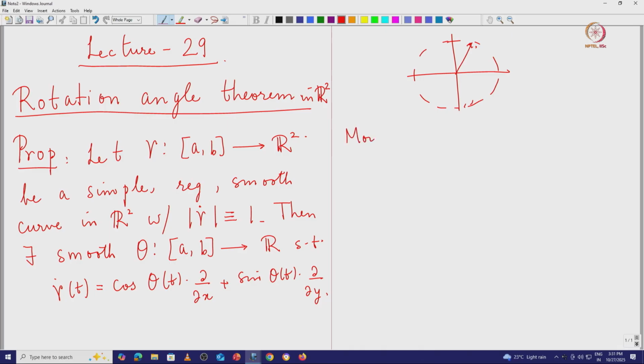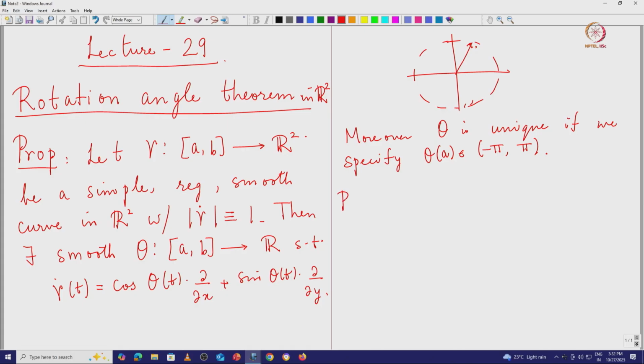Okay, moreover theta is unique if we specify an initial condition. So if we specify that theta of a is an angle between minus pi and pi, right, because otherwise you could just add 2 pi or integral multiples of 2 pi to theta and you would still have a valid angle parameterizing the velocity vector. So we normalize so that theta of a is in this interval minus pi to pi, so then that fixes a unique angle theta.